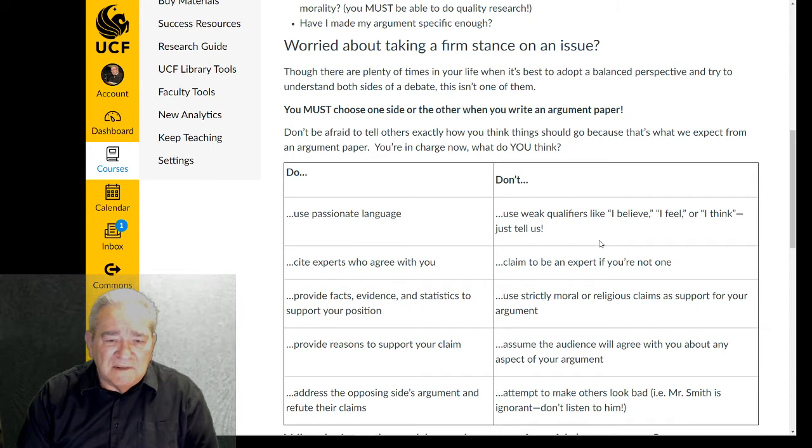Do provide facts, evidence, and statistics to support your position. And don't use strictly moral or religious claims to support your argument. As I said, there are a lot of things that are opinion, and with moral and religious claims, you can't really argue against religion per se, because it is faith-based, and it's not always based on evidence that can support anything. Now there are exceptions to that, but in general, those are not the kinds of things that will help you.